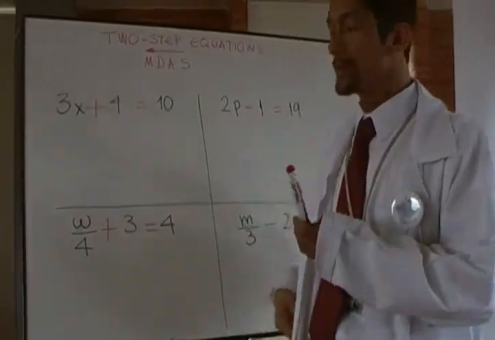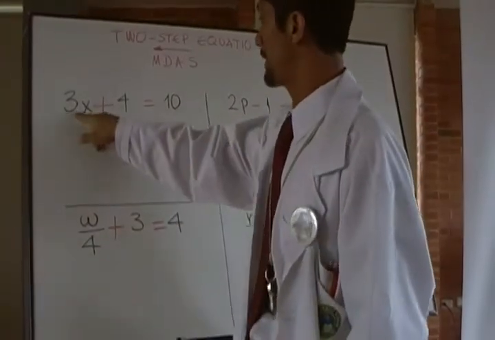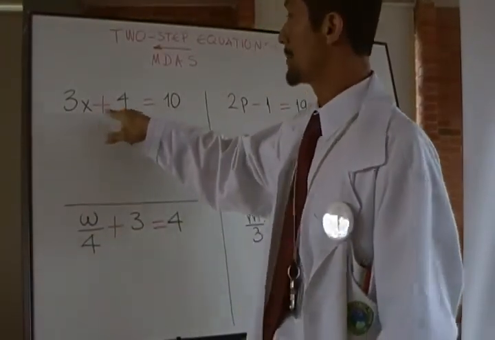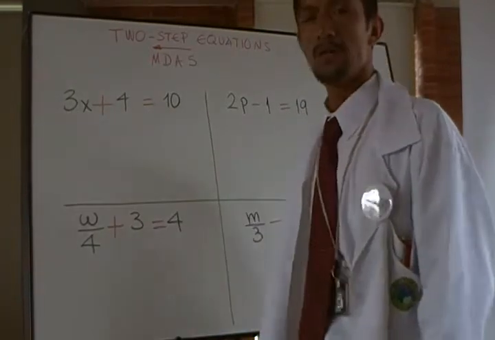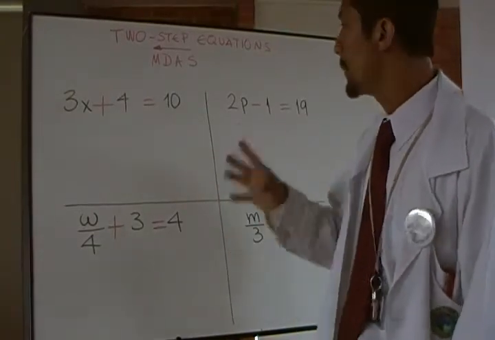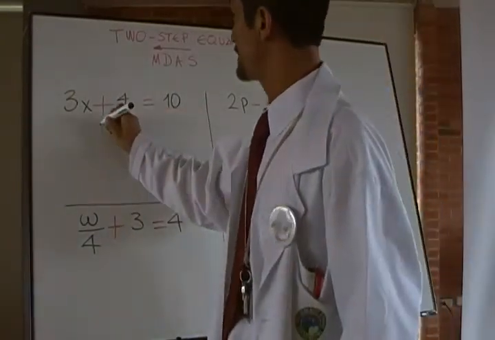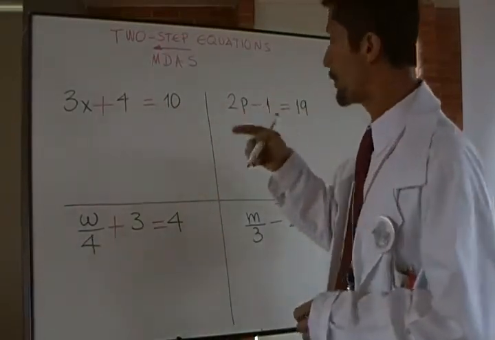So if we go straight to the point, the first equation has two operations. Here we have multiplication and addition. So 3 times a secret number plus 4 equals 10. Maybe we can use mental math and find out what the number is. But more than that, we can use inverse operations in order to solve these equations.